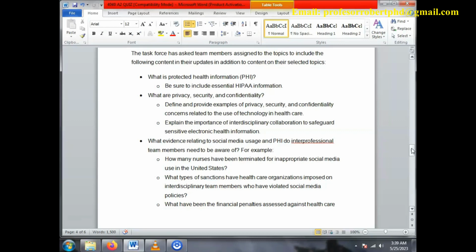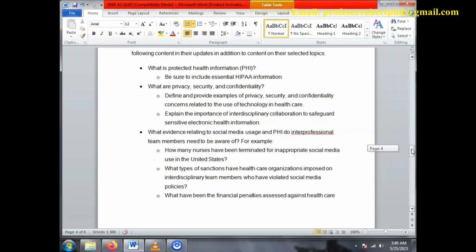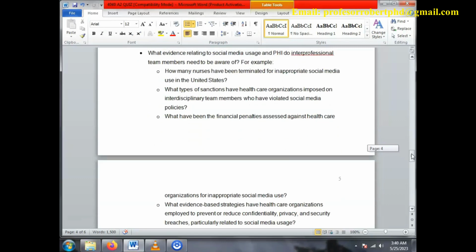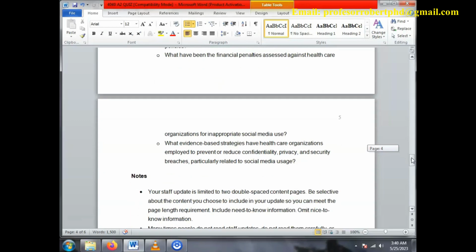They'll explain the importance of interdisciplinary collaboration to safeguard sensitive electronic health information. What evidence relating to social media usage and PHI do interprofessional team members need to be aware of? For example, how many nurses have been terminated for inappropriate social media use in the United States? What types of sanctions have healthcare organizations imposed on interdisciplinary team members who have violated social media policies? What have been the financial penalties assessed against healthcare organizations for inappropriate social media use?